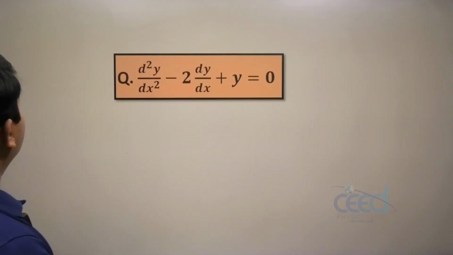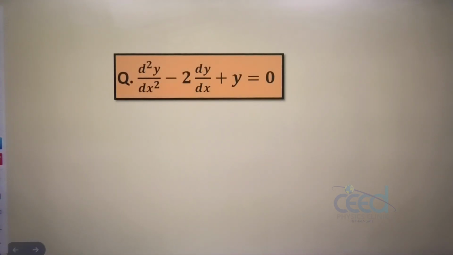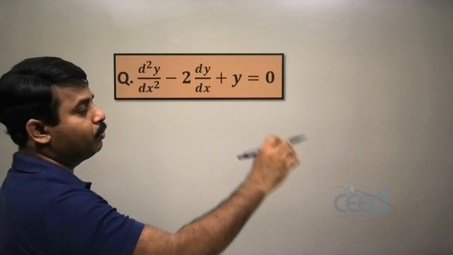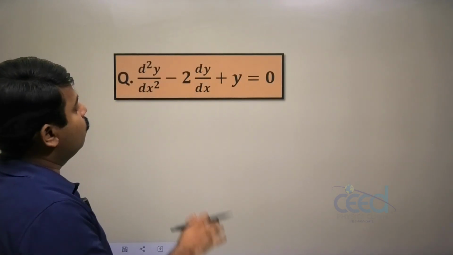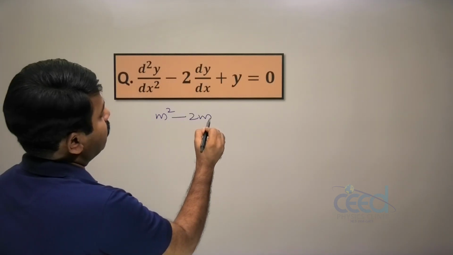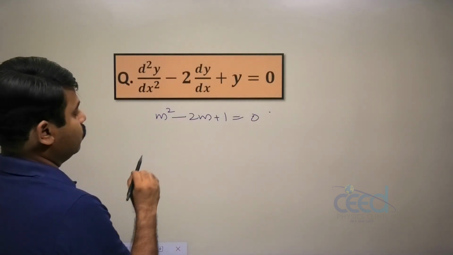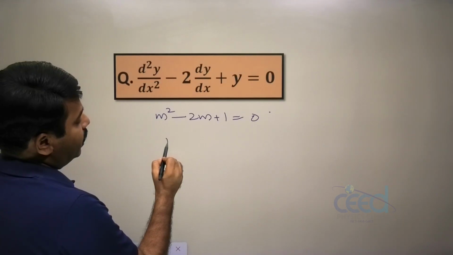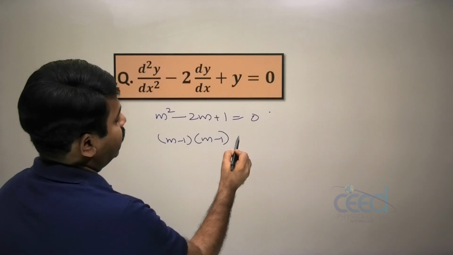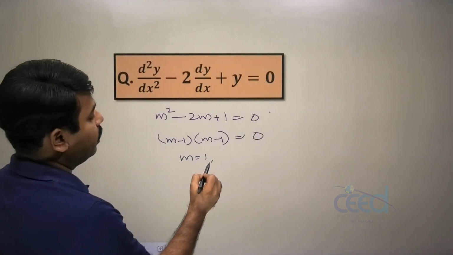See one question here. See what the question is: d square y by dx square minus 2 dy by dx plus y is equal to 0. What do we have to write? First we write the auxiliary equation: m square minus 2m plus 1 is equal to 0. This is m minus 1 into m minus 1 equal to 0. Then m is equal to 1, 1.